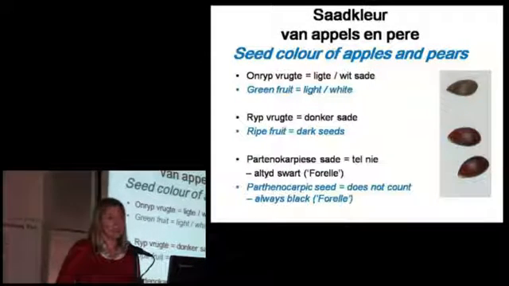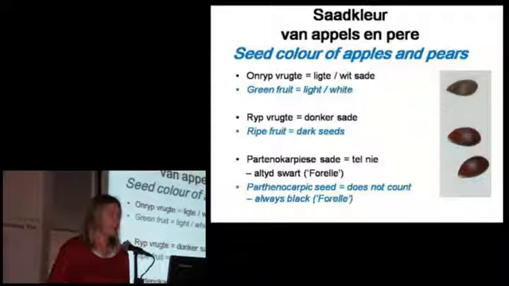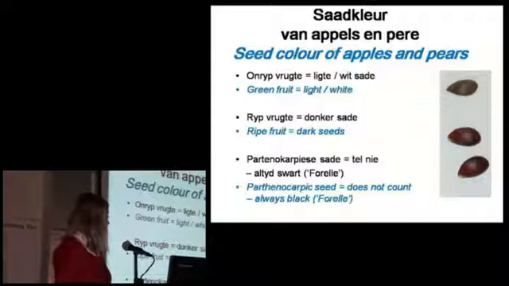Okay, then seed color. At harvest, we know that, especially in apples, seed color changes from light color to a dark color, and depending on the cultivar, there are certain standards at which you can harvest them. So the riper fruit are dark, like you can see there. These are very ripe fruit. Those are the ones we normally buy in the shop, so most of us have always seen those.